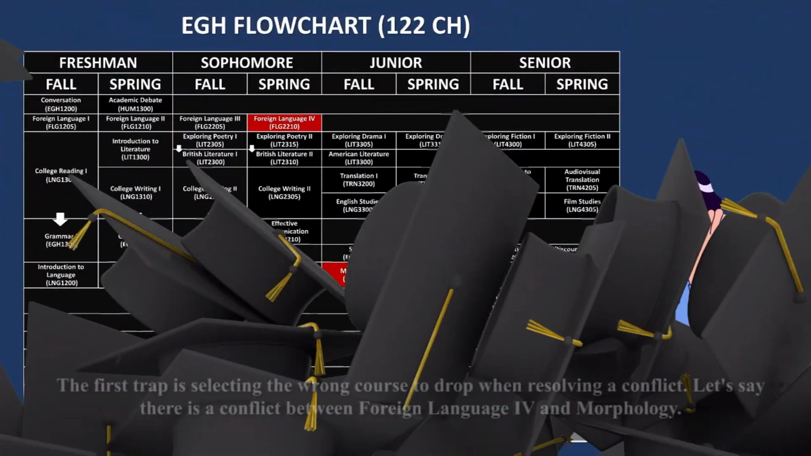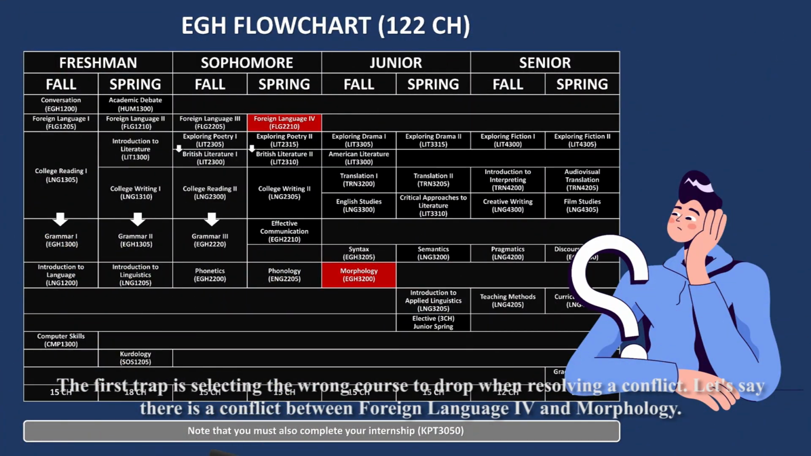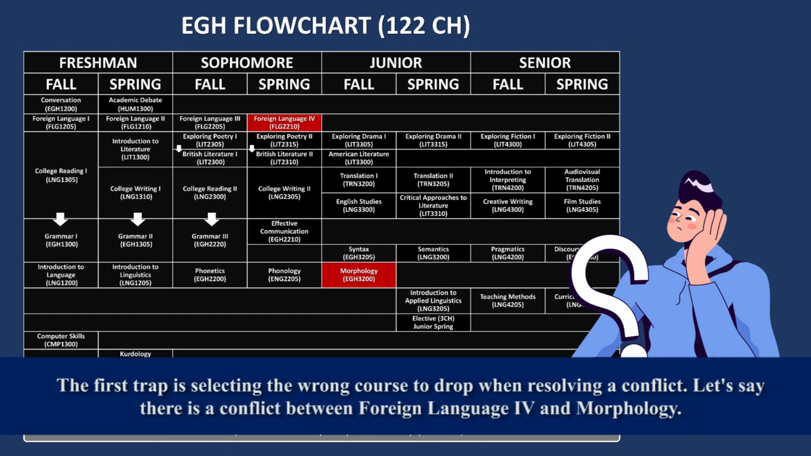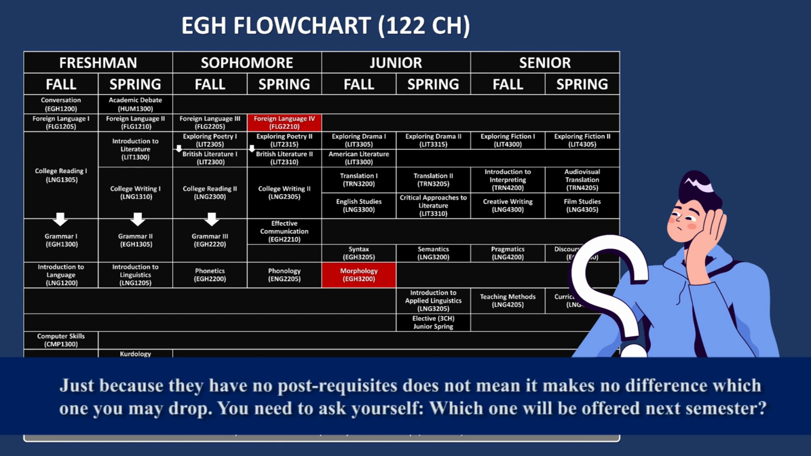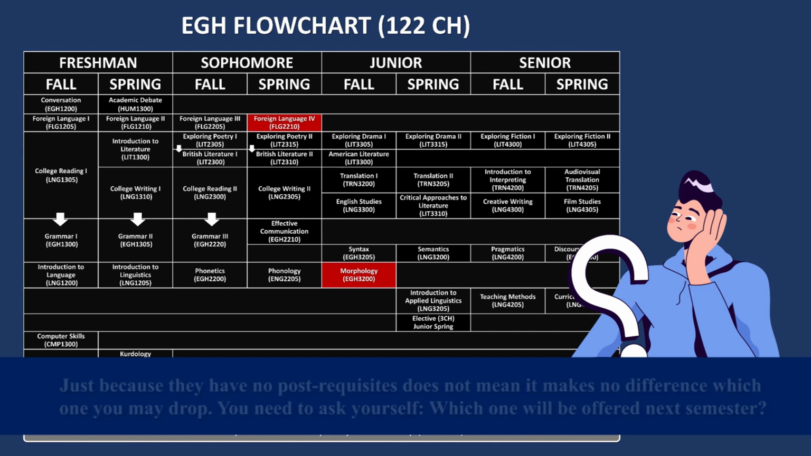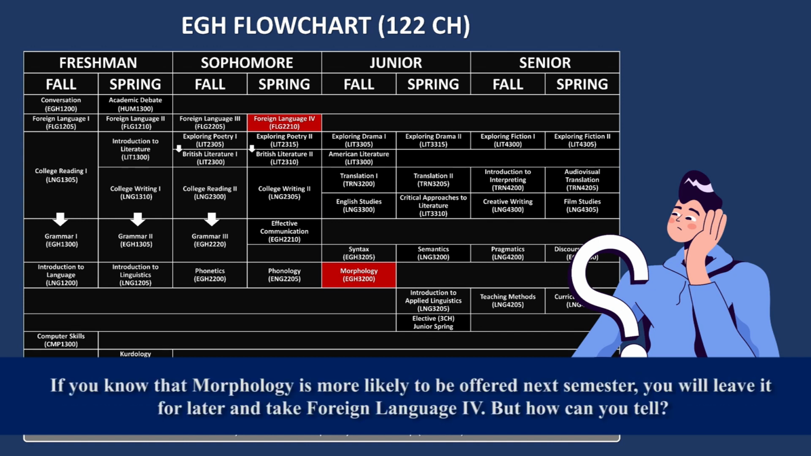The first trap is selecting the wrong course to drop when resolving a conflict. Let's say there is a conflict between Foreign Language 4 and Morphology. Just because they have no postrequisites does not mean it makes no difference which one you may drop. You need to ask yourself which one will be offered next semester. If you know that Morphology is more likely to be offered next semester, you will leave it for later and take Foreign Language 4. But how can you tell?